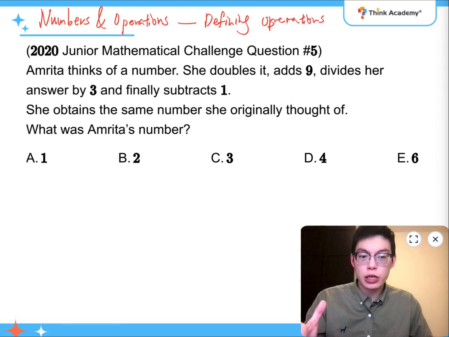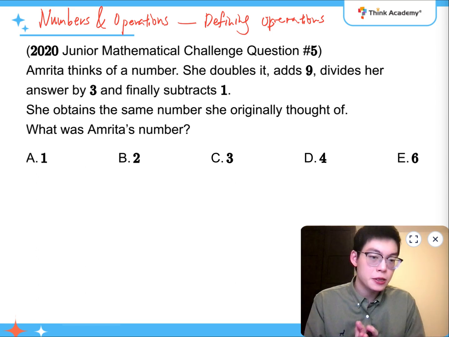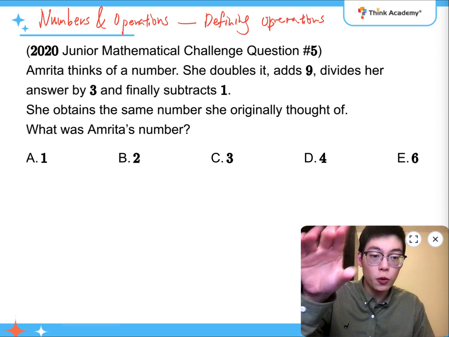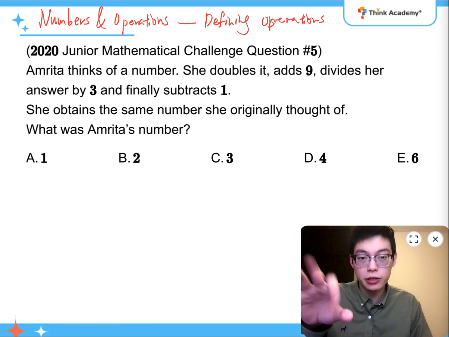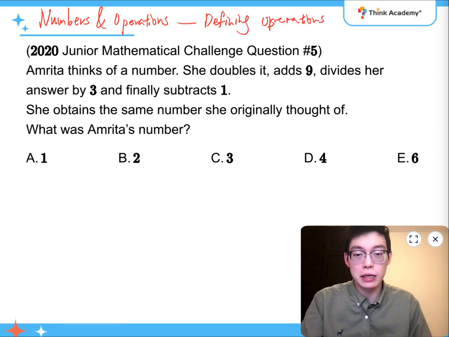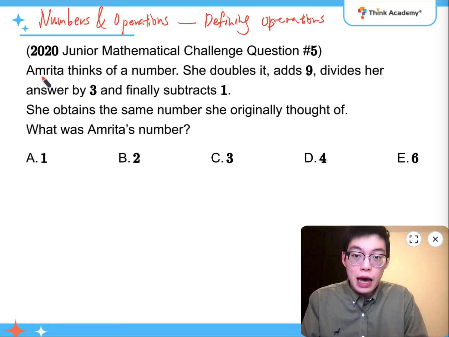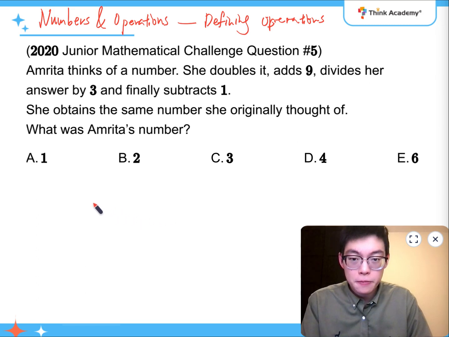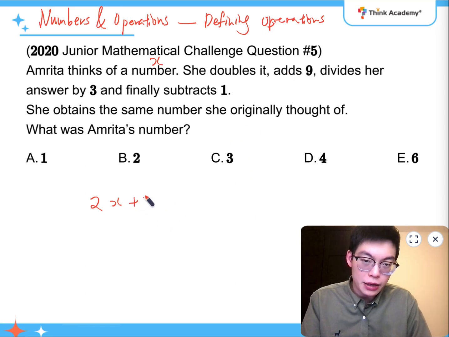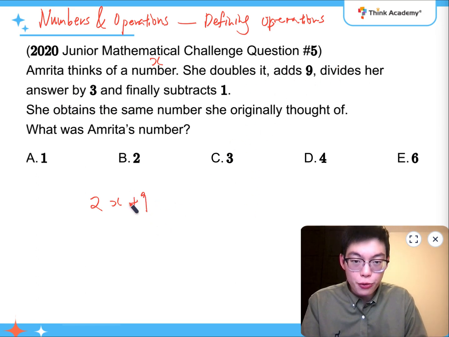So there are two ways you can solve it. The first way is by algebra. The second way is because it is a multiple choice question, so you can just put all these numbers into this function machine or into this operation to see whether it's working or not, right? So it says that Amrita thinks of a number. Let's say that number is x. She doubles it, so 2x, adds 9, divide that by 3, so that whole thing divided by 3, and subtract 1.